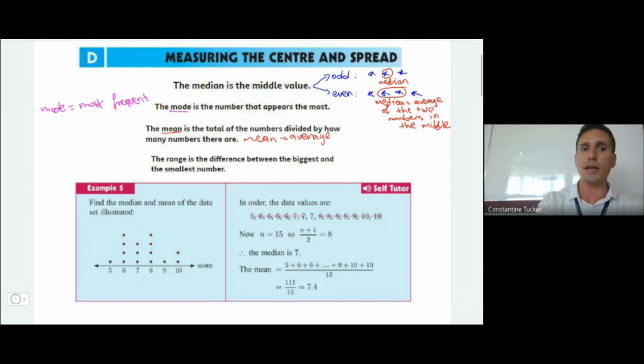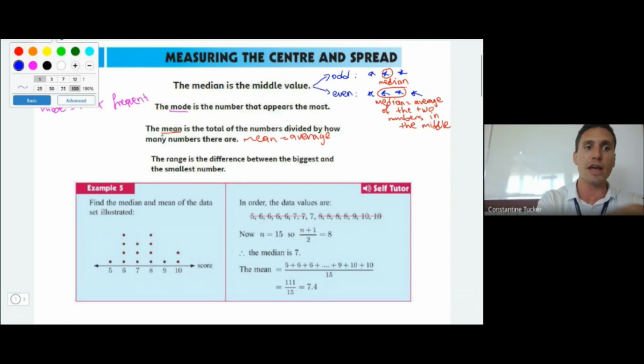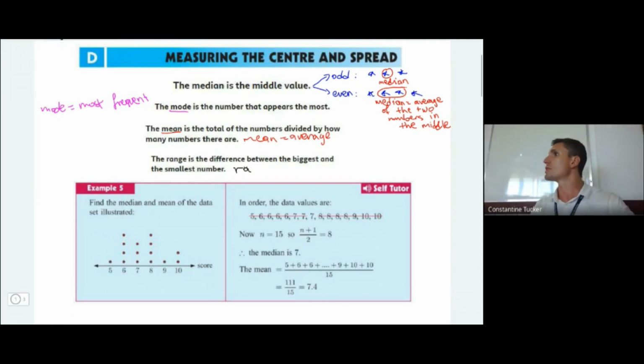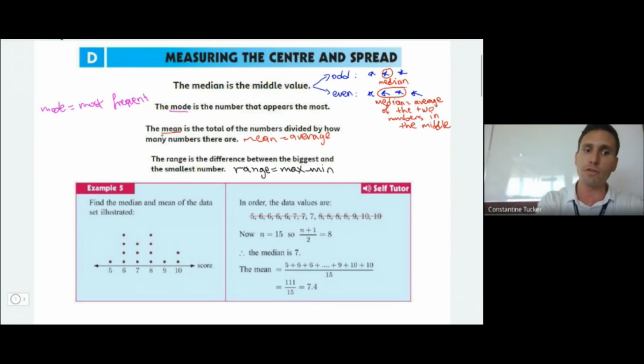And then finally, we have the range. Now the range is equal to the largest value minus the smallest one. So we can write it down as max minus min.